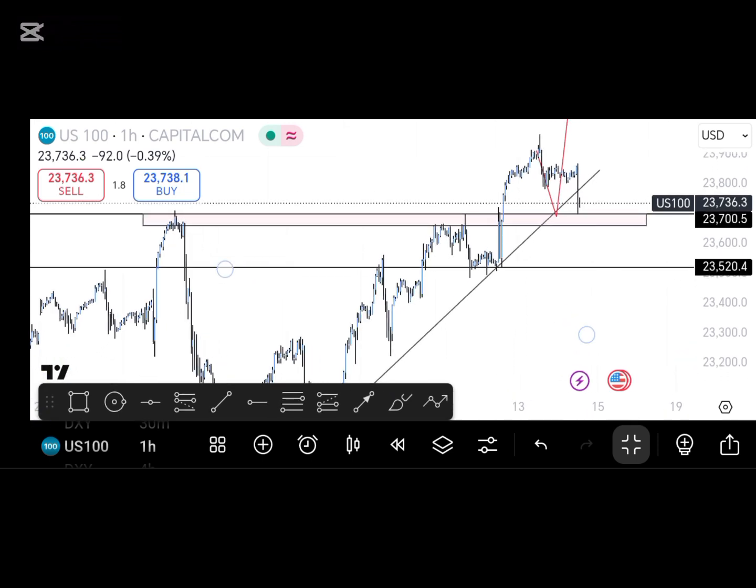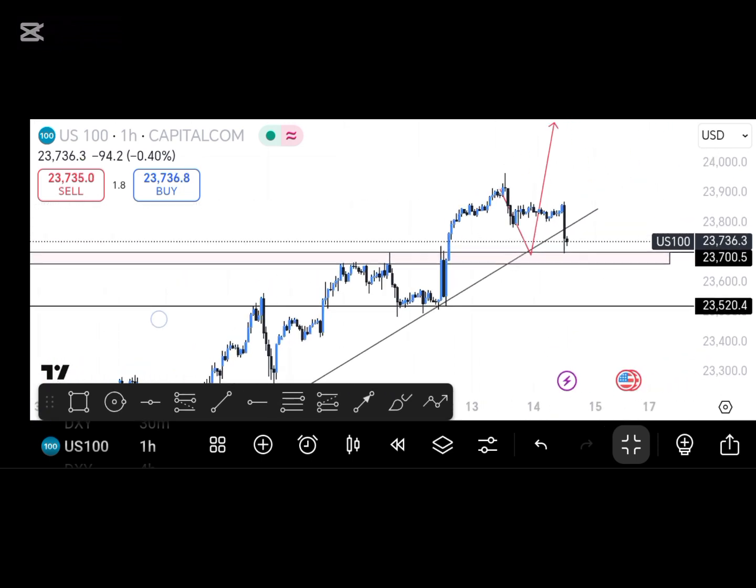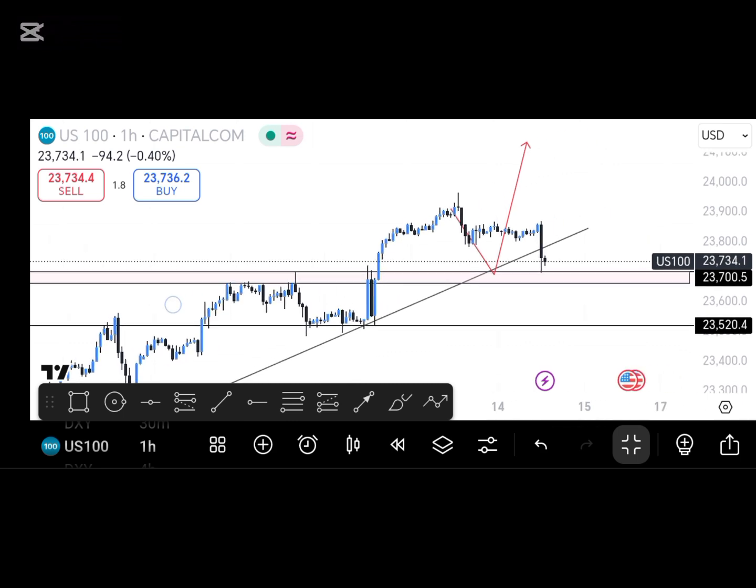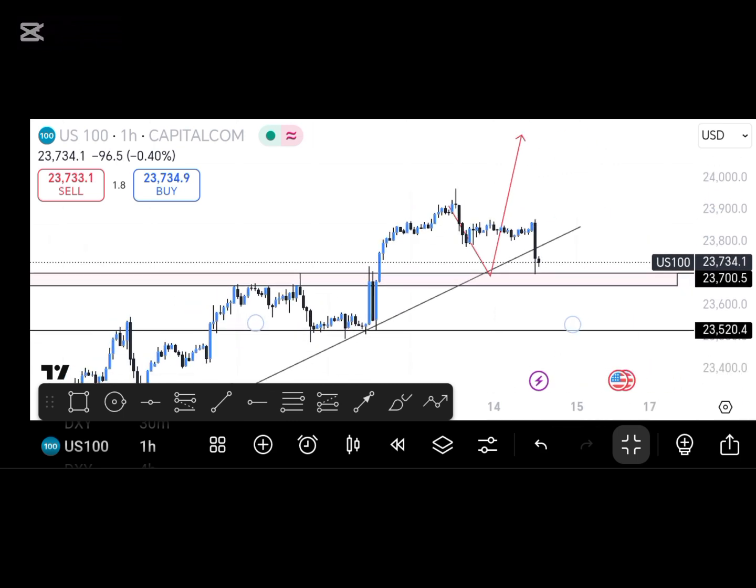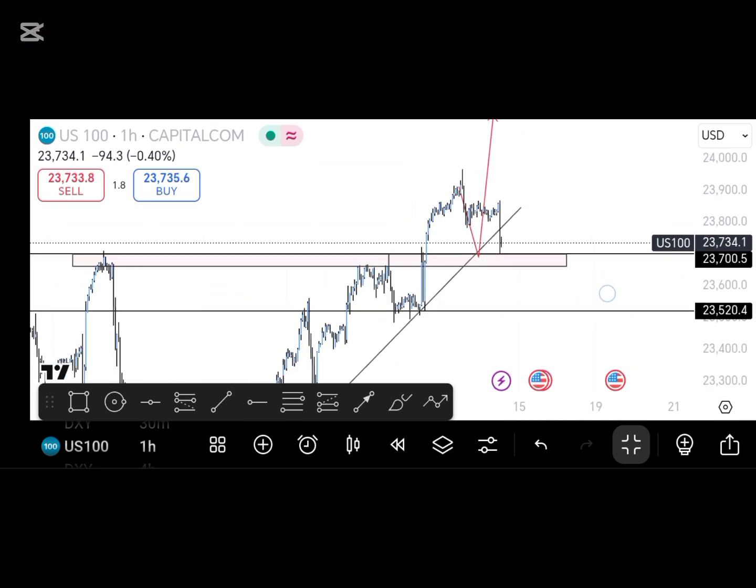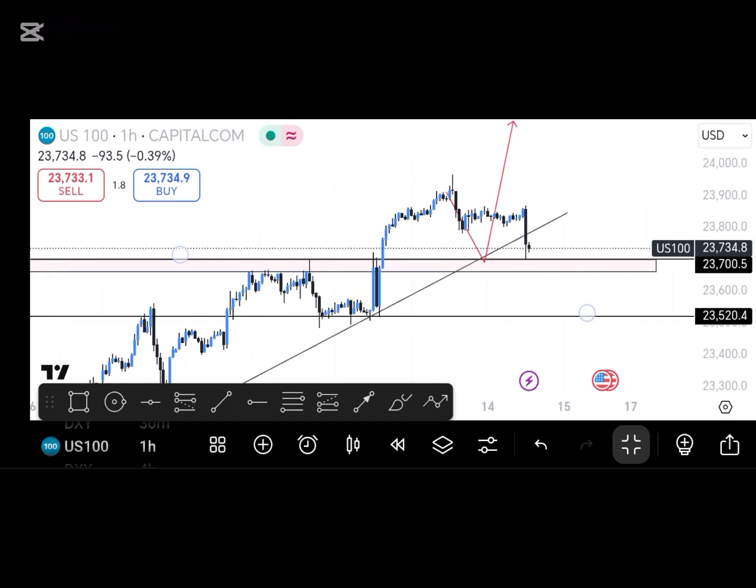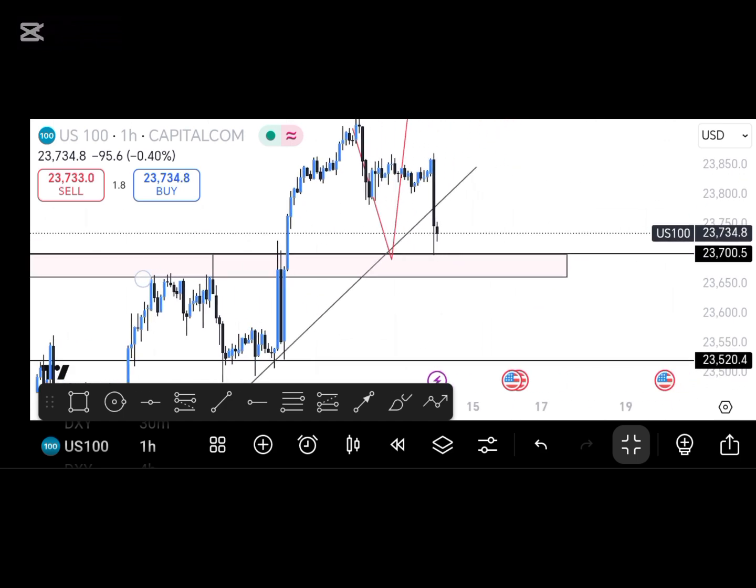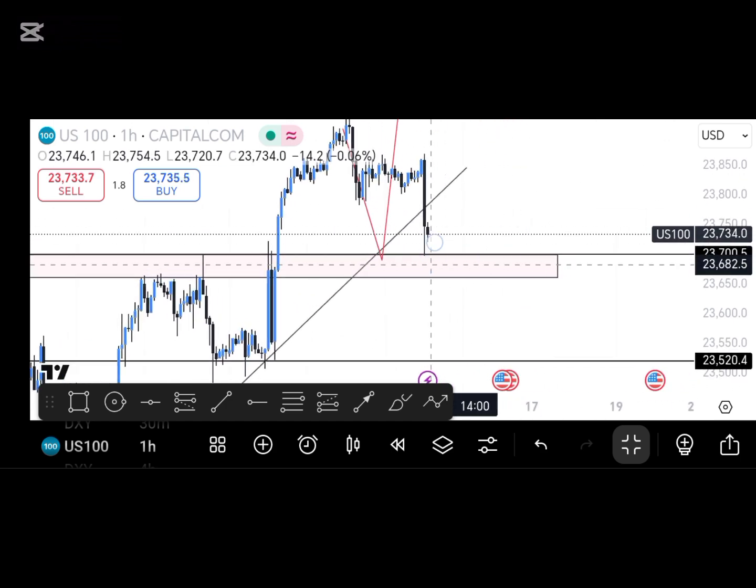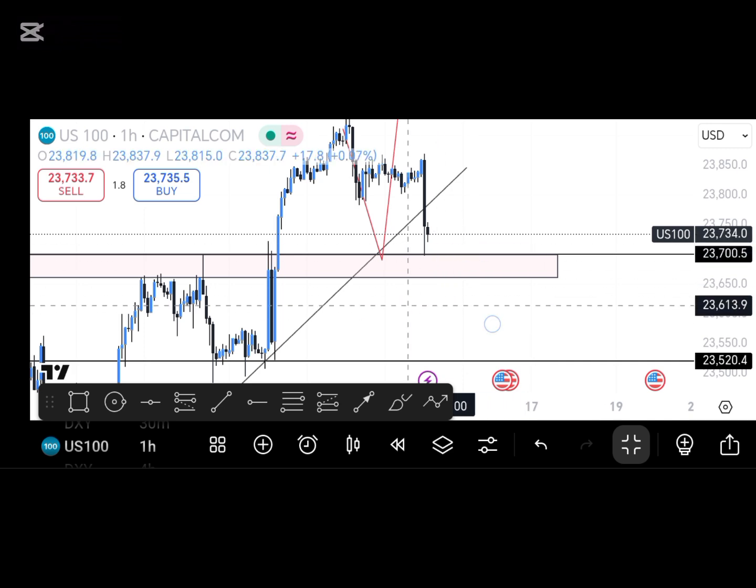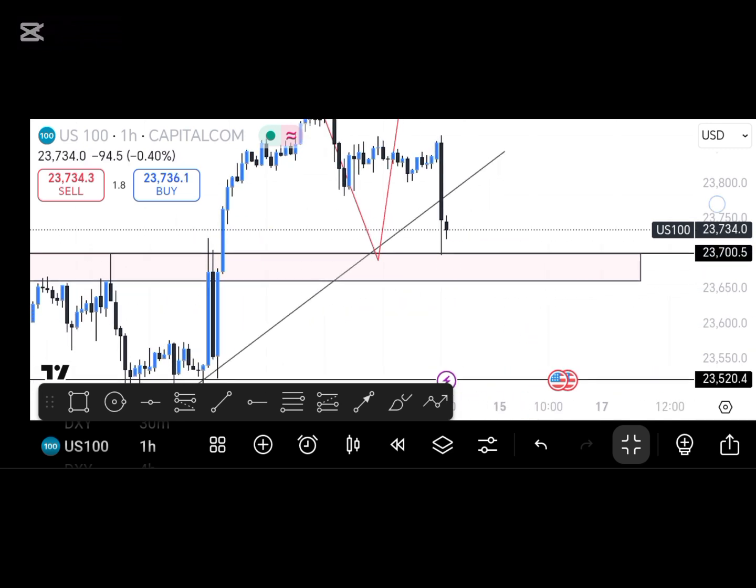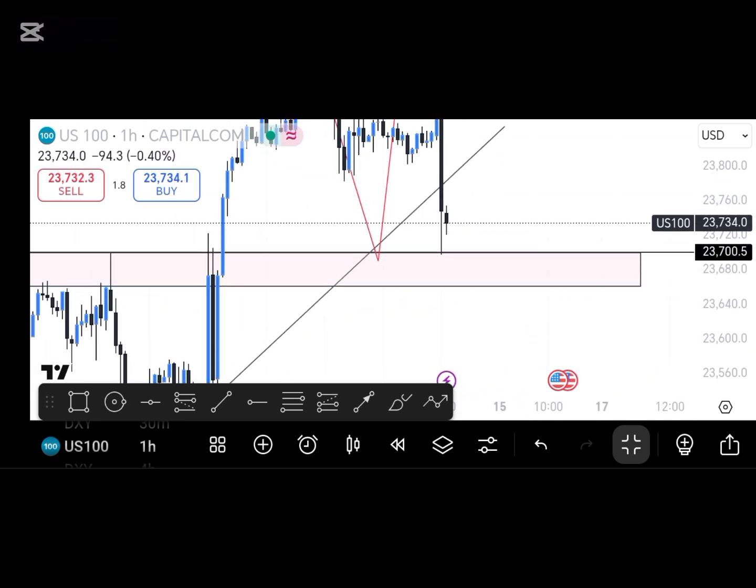As you can see now, the chart, after some time, did eventually come back down to our POI and gave a slight tap into our POI there. Let me just zoom in for you guys, and as you can see, it just gave us a nice tap, this small little tap into our POI.